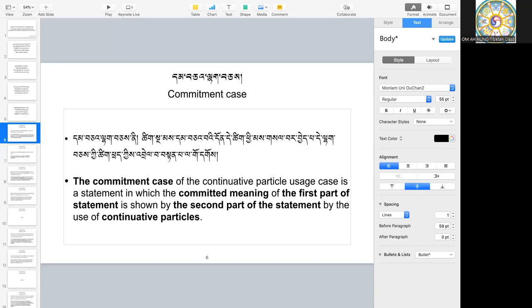And then we have the continuative particle, followed by the second part of the statement, which is the committed portion that the first part committed to. Meaning that what the first part said it is going to show is the second part, which is brought together with the first part by the usage of continuative particles.